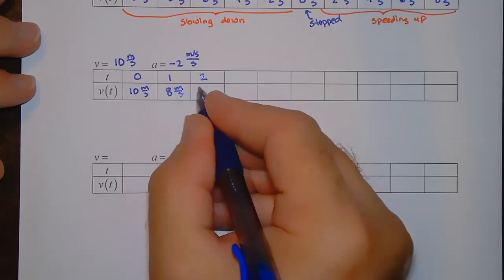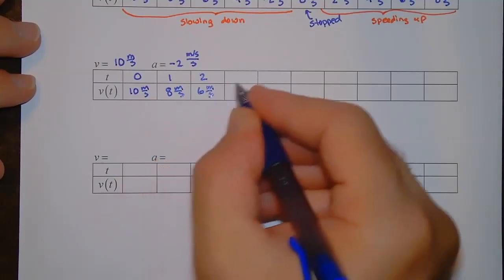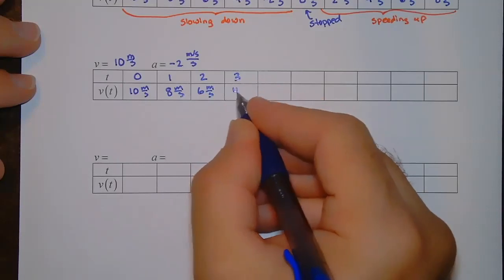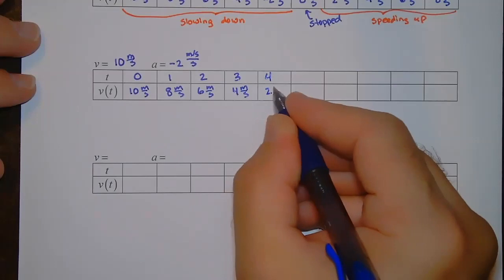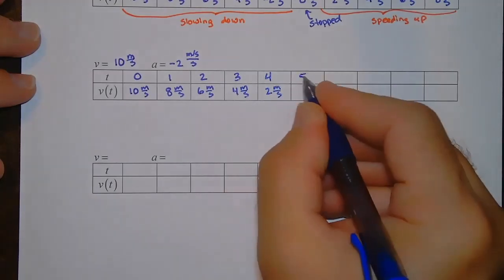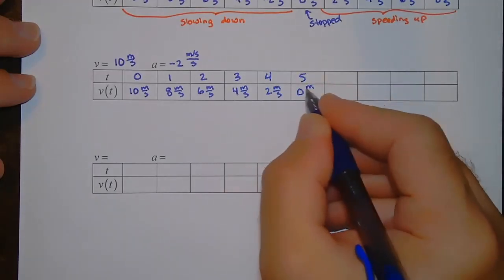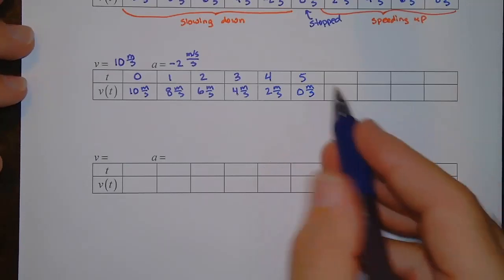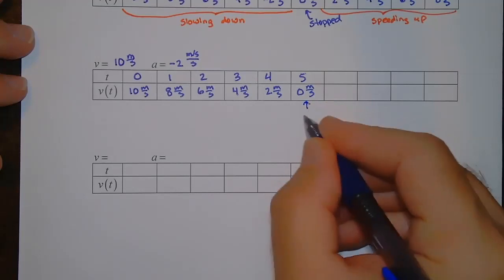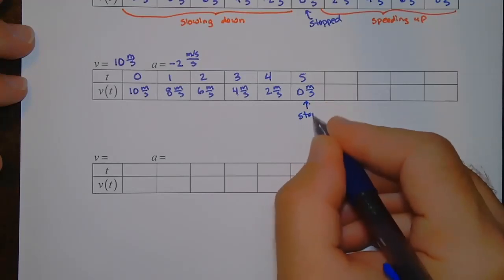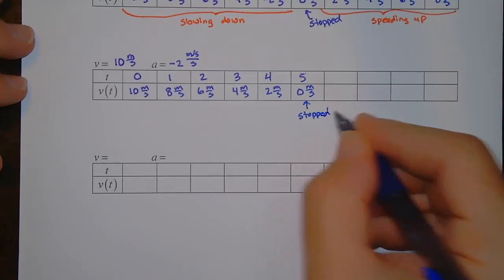At 2 seconds, we'd be at 6 meters per second. At 3 seconds, we'd be at 4 meters per second. At 4 seconds, we'd be at 2 meters per second. At 5 seconds, we'd be at 0 meters per second. And what did I say earlier? Because the velocity is 0, this means that we stopped right here. So at t equals 5, we stopped.